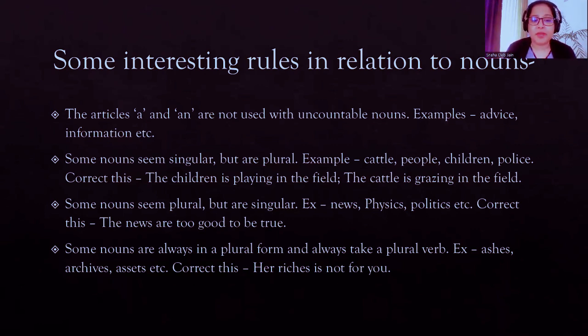Some nouns are always in a plural form and always take a plural verb. For example, ashes. We don't say ash. We say the ashes. They were immersed in the water, in the Ganges. Next one, riches. "Her riches is not for you." Now that's incorrect. We say, "Her riches are not for you." So always plural, taking a plural verb.